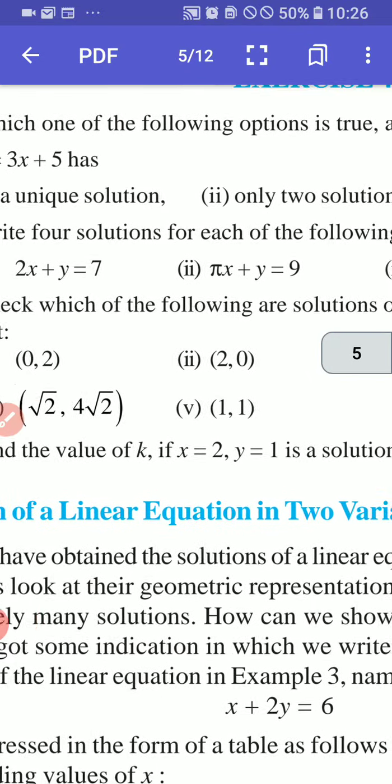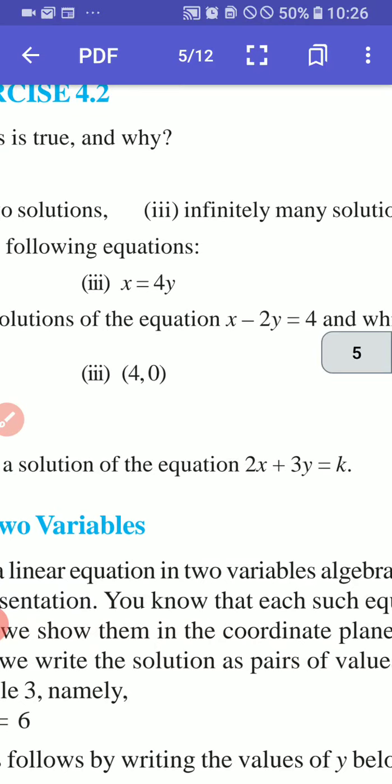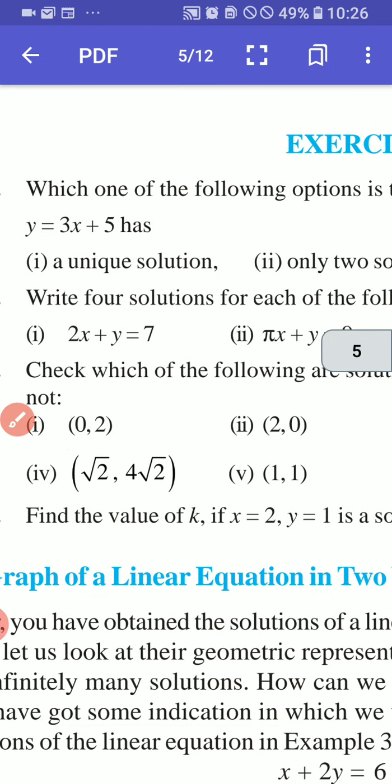A unique solution, only two solutions, infinitely many solutions. Here infinitely many solutions is the correct answer. Why? You can see, because for different values of x, I can find different values of y. That is, for many values of x, I can find many values of y.